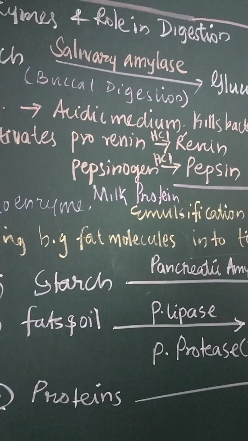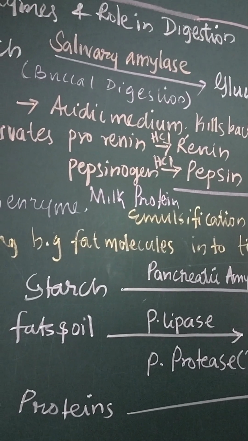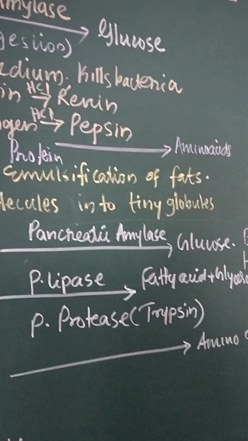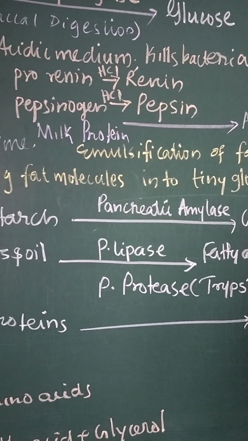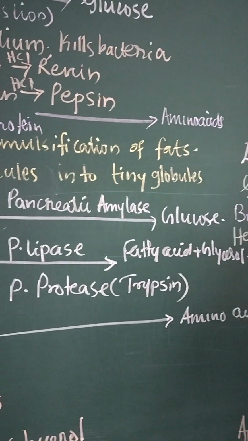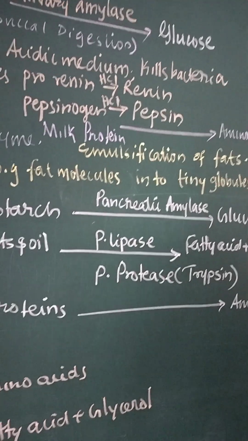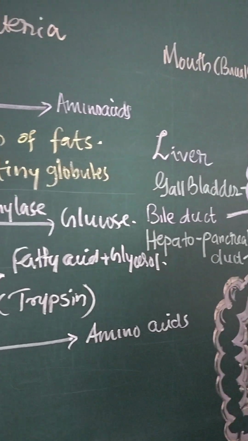The starch in the alimentary canal, that is in the duodenal region, is digested by pancreatic amylase from pancreatic juice. Similarly, pancreatic lipase converts the emulsified fats into fatty acids and glycerol, and the pancreatic proteases trypsin and chymotrypsin facilitate the protein digestion into amino acids.